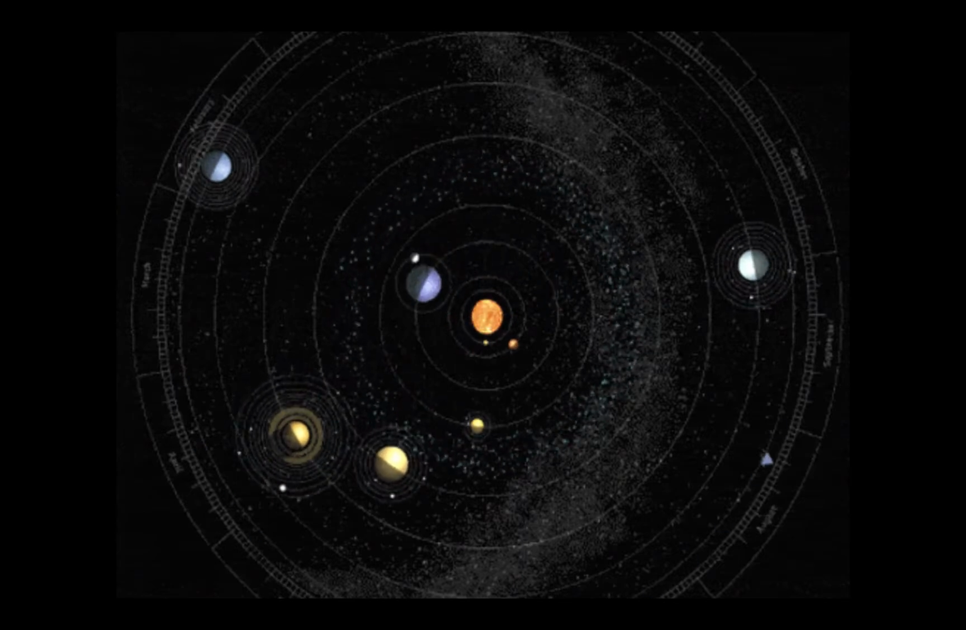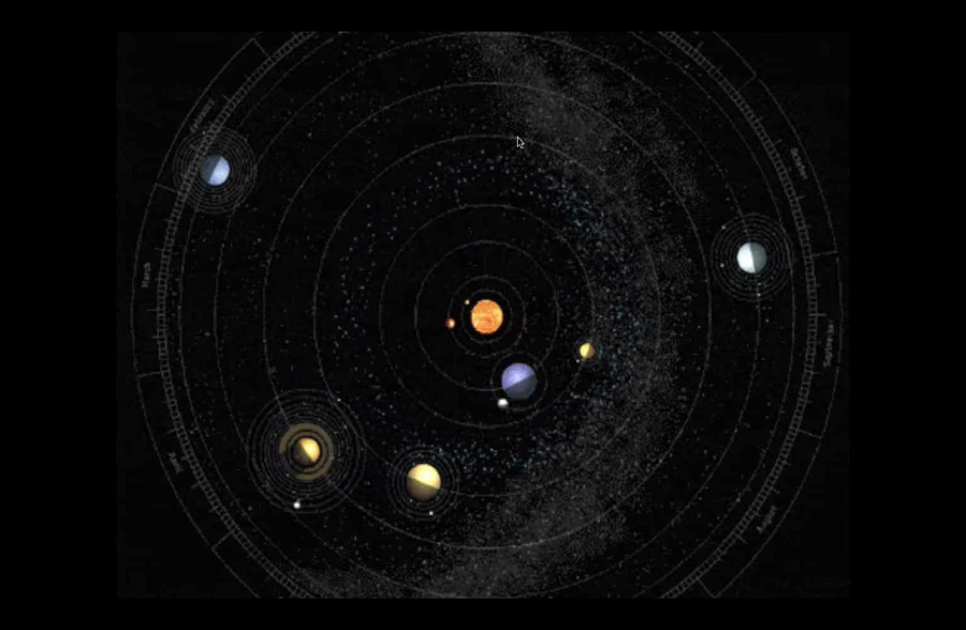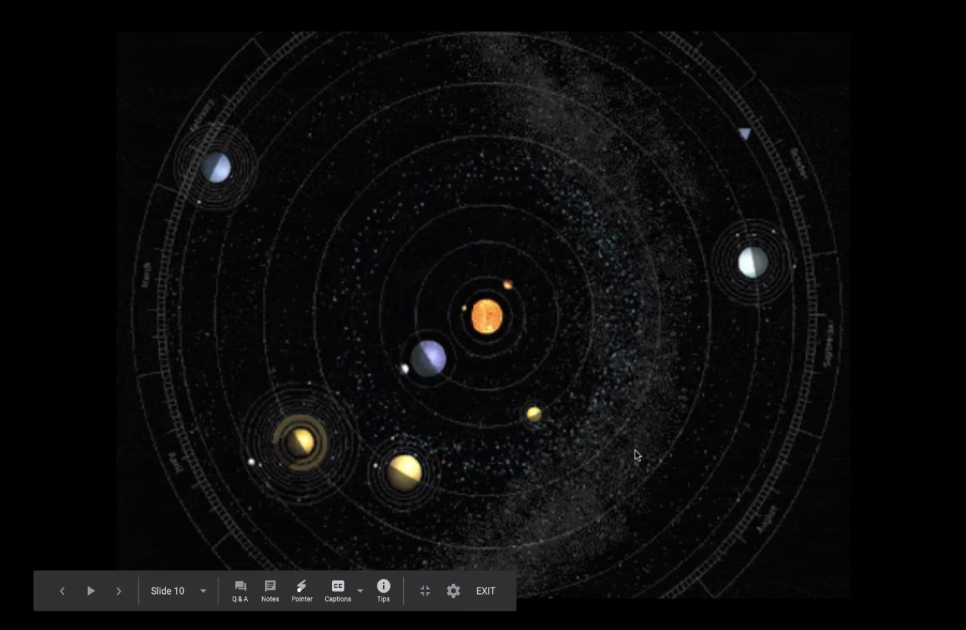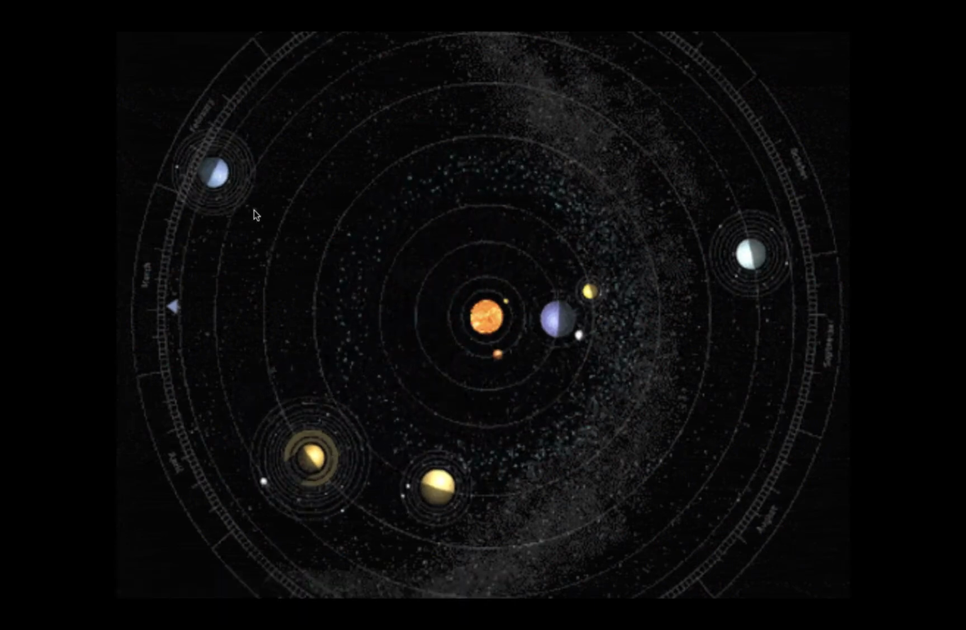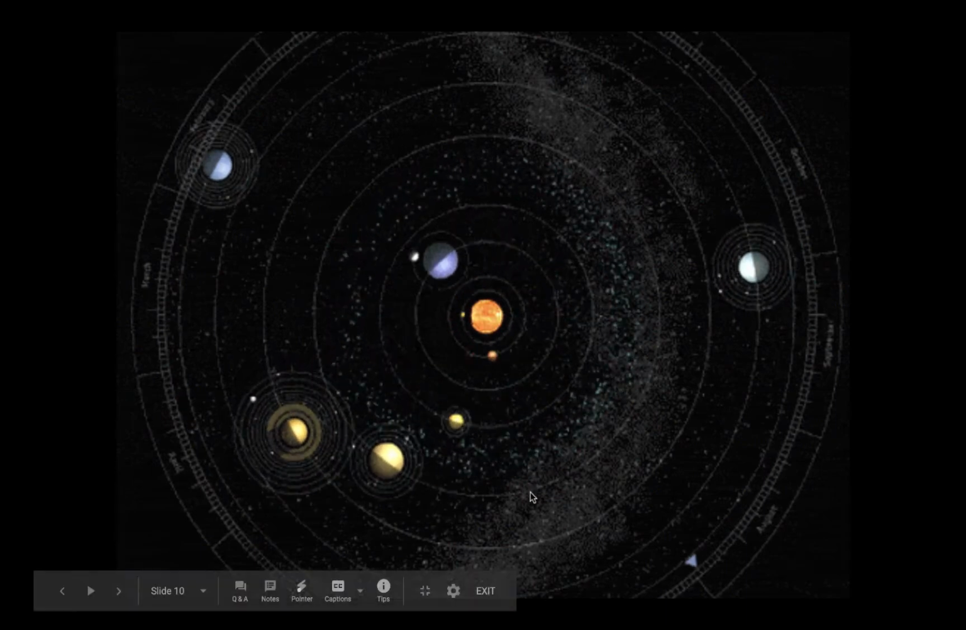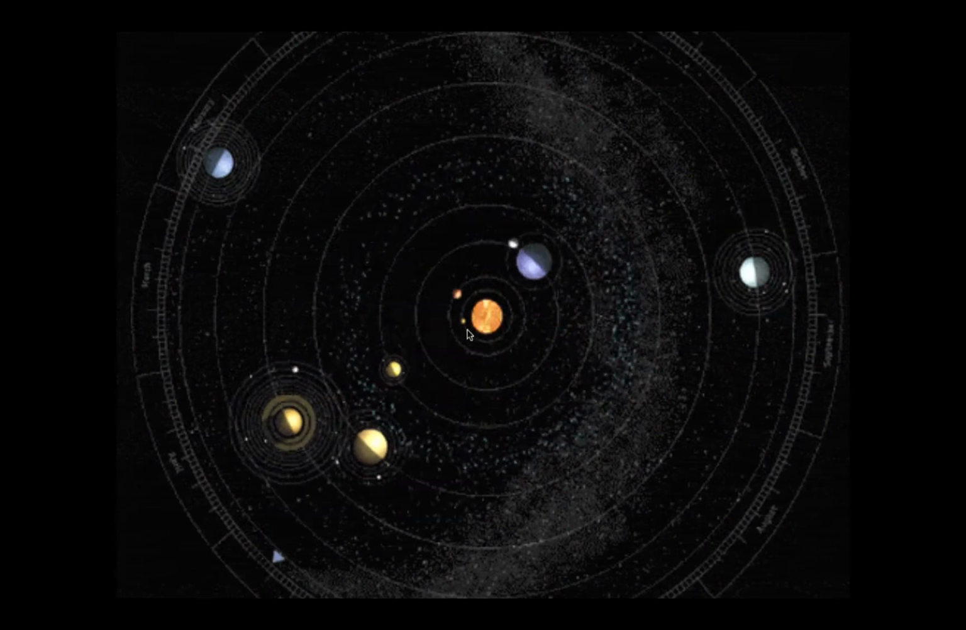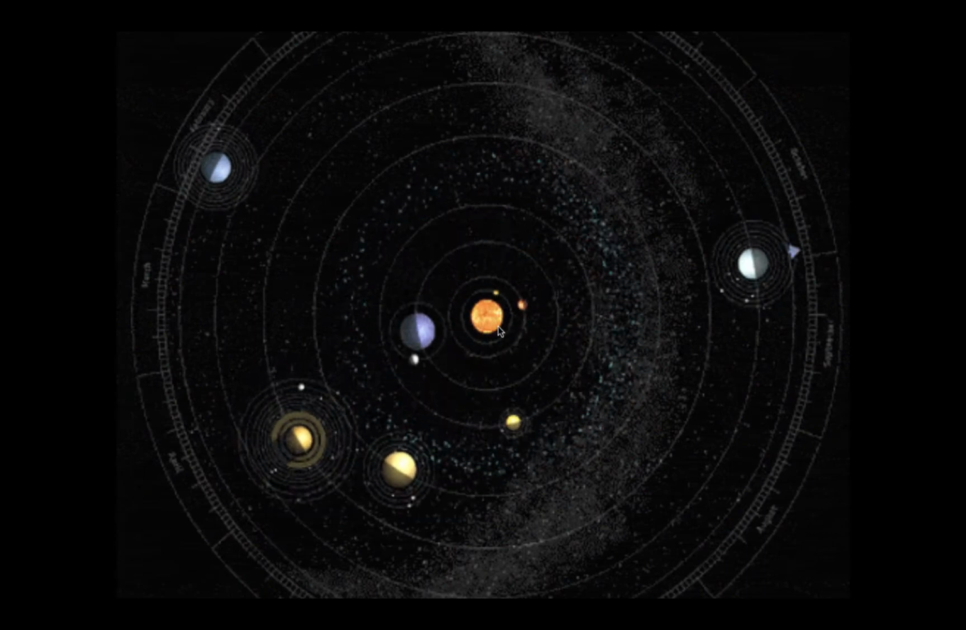Here's another good example of the planets orbiting and revolving around the sun. I like this one because it shows you two important details. One, we get to see the orbit around the sun. Notice how some planets revolve and make their revolutions much more quickly than others.